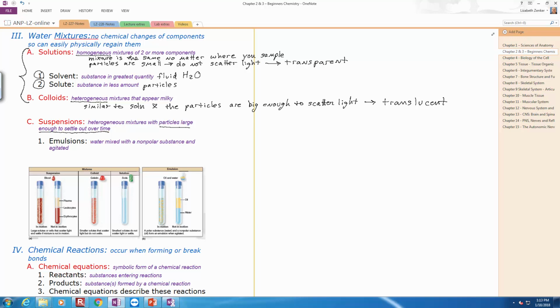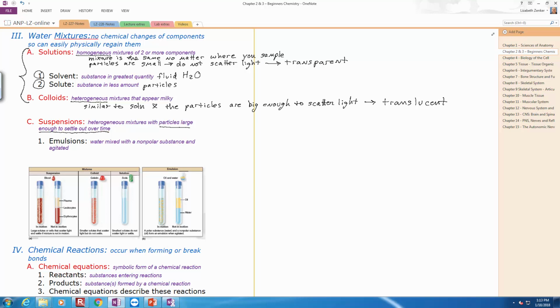Particles are small, so they're small enough that they don't end up scattering the light, so it looks pretty much transparent. So it kind of looks like a clear glass of water, but it might be a glass of salt water, or it might be a glass of sugar water, but it looks the same. You're not seeing particles sitting on the bottom. So I don't mean like you put so much sugar that it's super saturated and you got sugar sitting on the bottom. I mean, it's totally mixed in and it looks like a glass of water. That would be a solution, okay?